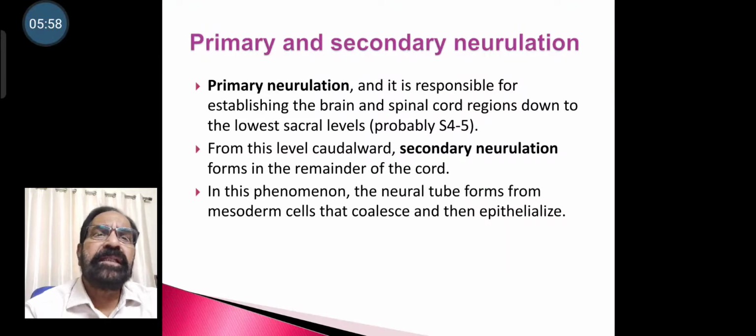The primary and secondary neurulation. Primary neurulation is responsible for establishing the brain and spinal cord regions down to the lowest sacral levels, that is probably S4 and S5. From this level caudalward, secondary neurulation forms the remainder of the cord. In this phenomenon, the neural tube forms from mesoderm cells that coalesce and then epithelialize.